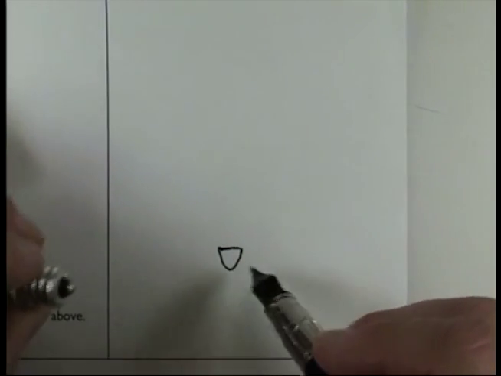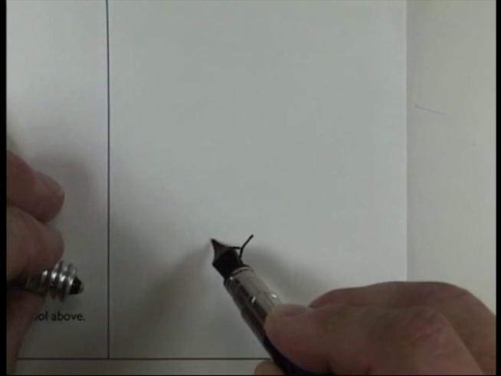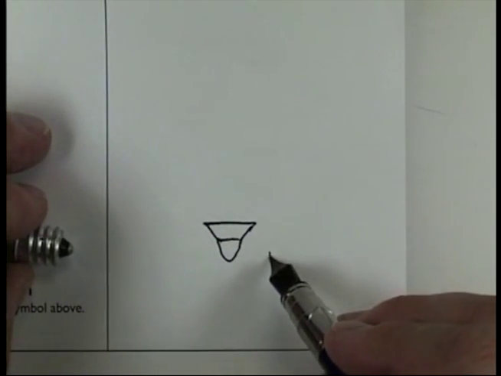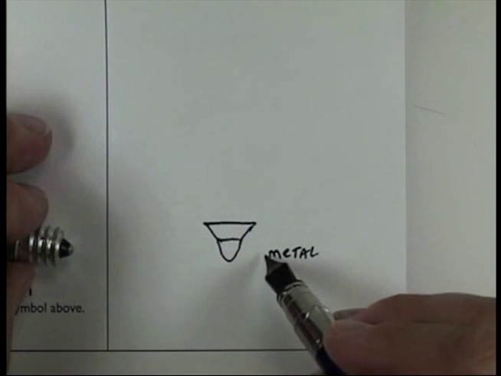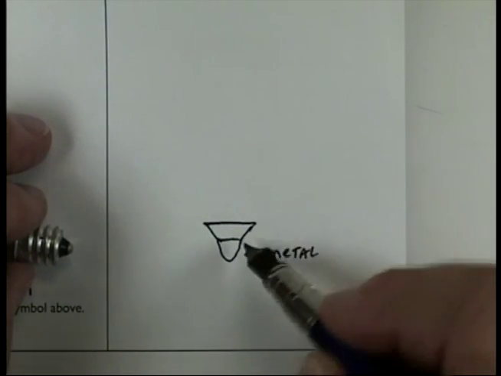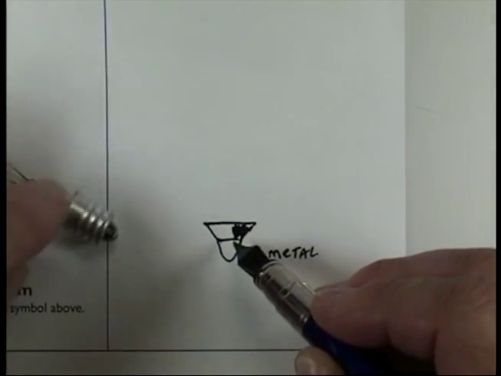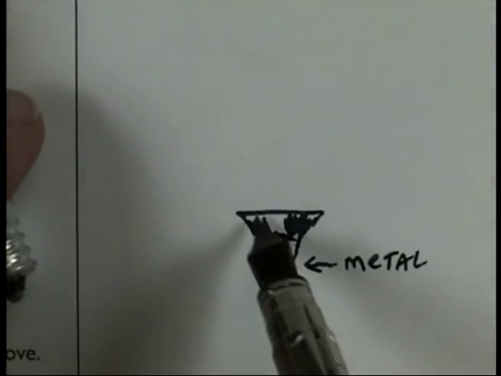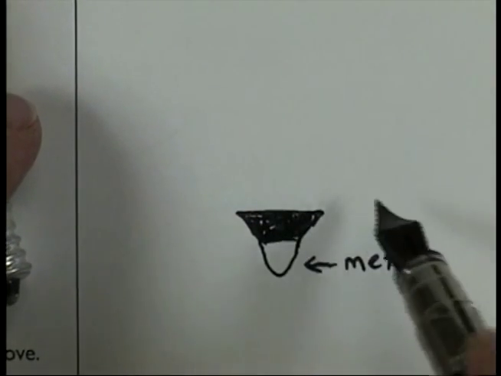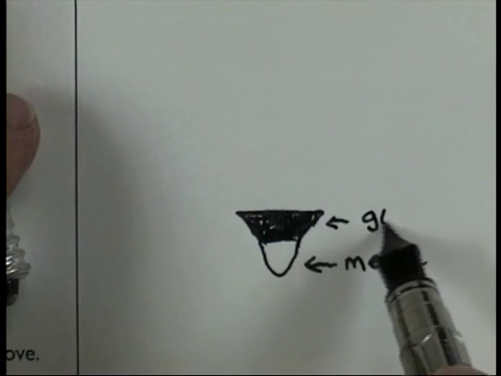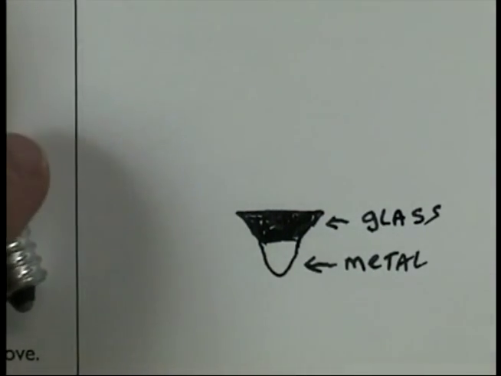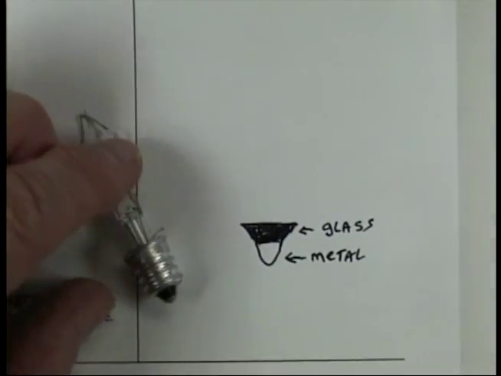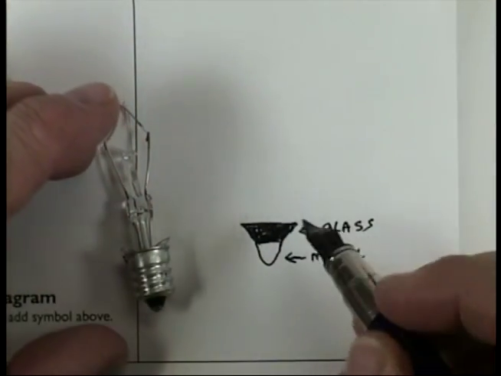Okay. And it's got this black section right here. Okay, so this part is metal. And this part is glass. All right, and there's the two parts right there, metal and glass. And now, this is kind of cool.